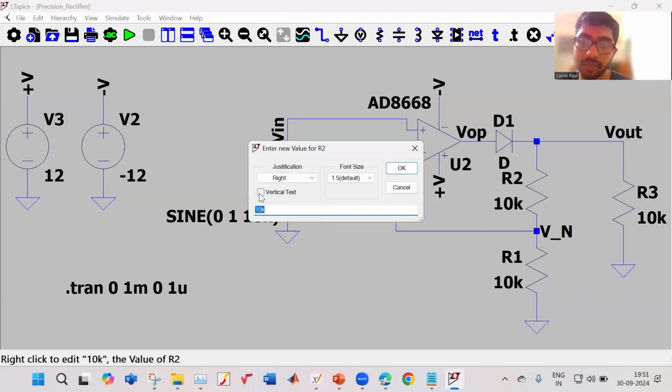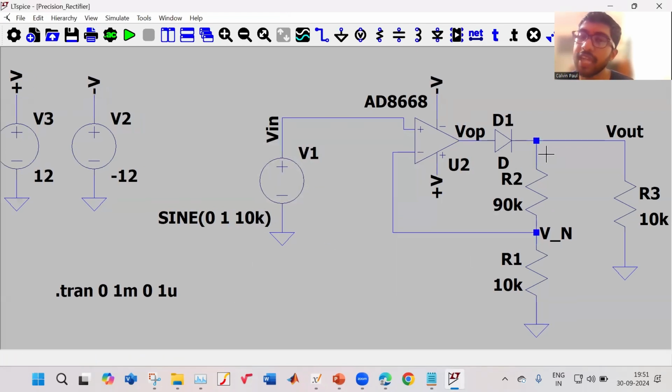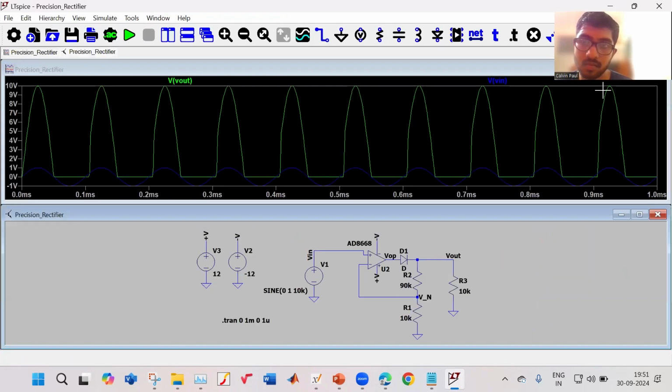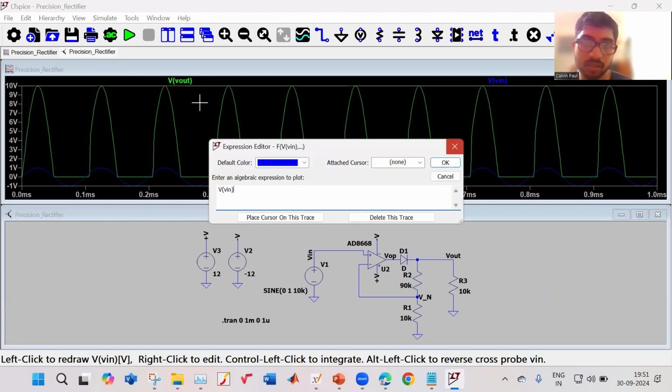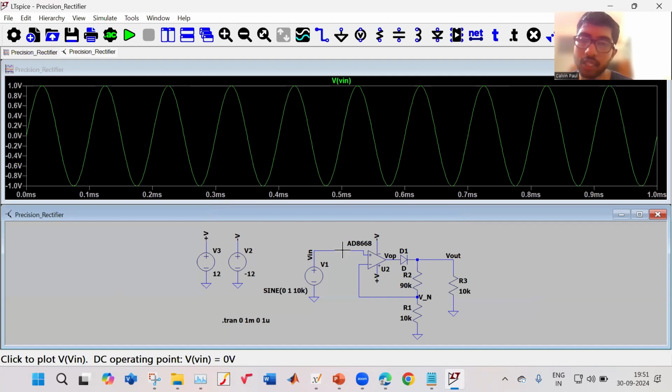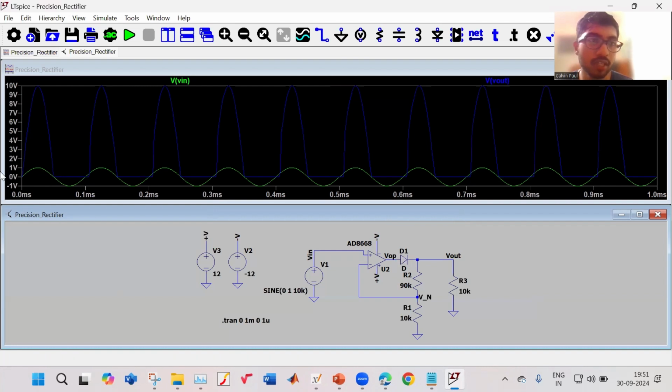Okay. Just let me make it 90K. So this is a similar circuit, only the diode I have moved from here to here. That's the only change I have made. Now I will run it. Okay. So let us see the input voltage is looking like this. From 1 to -1. The output voltage is looking like this.